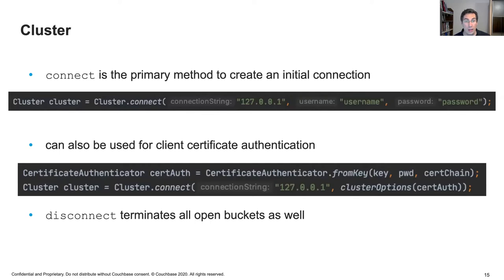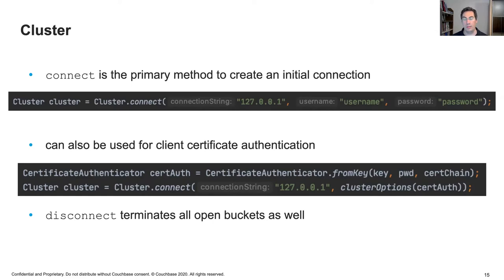So how do we connect? Your first introduction into the SDK is going to be the connect method at the cluster level. Usually when you use regular username and password, you use the connect method. You give it the list of host names, the connection string, and then the username and the password. That's one way to authenticate. The other one is certificate authentication. You can connect to the cluster via a certificate authenticator, giving it the key, certificate chain, etc. Usually you'll start out with just regular username and password, but certificate authentication is definitely a viable choice out there.